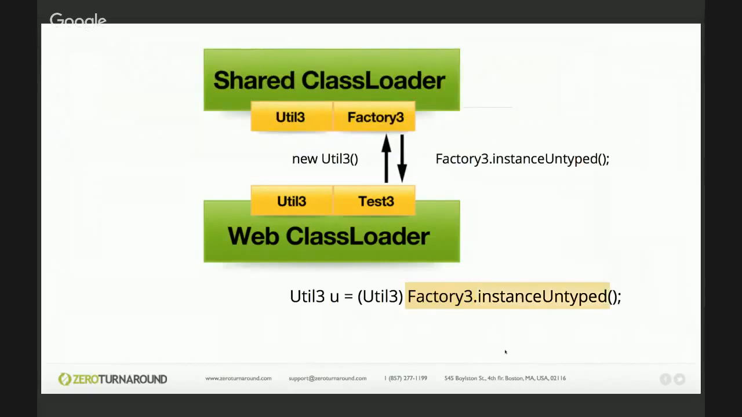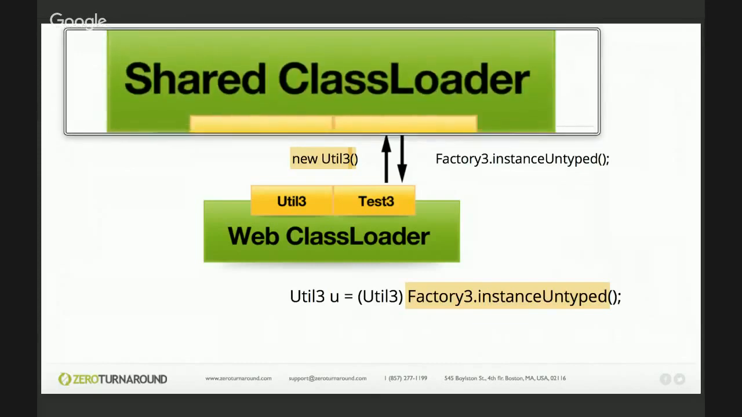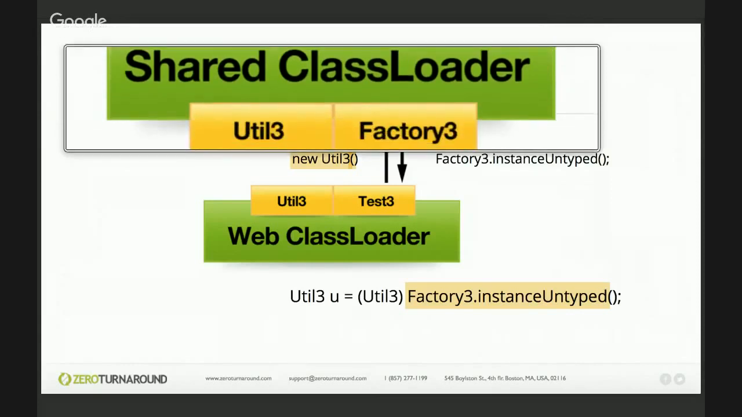What we're going to do is make an invocation to instance untyped, which is up here. Instance untyped performs a new util3. It constructs a new instance of util3. As a result of this, it needs to load util3. Now, the shared class loader is the scope in which factory3 was created, and we are in factory3 when we create util3. So we go to our shared class loader first because that's the class loader that created factory3.